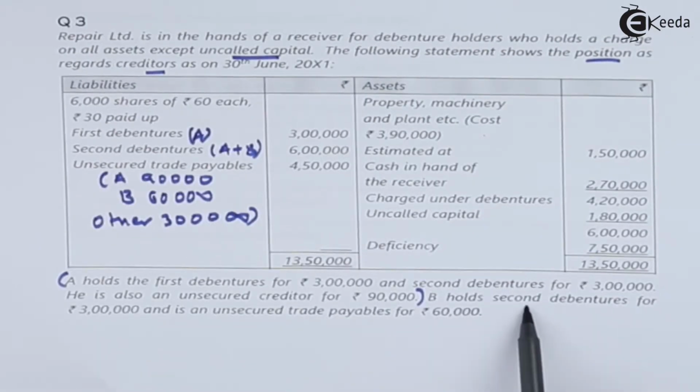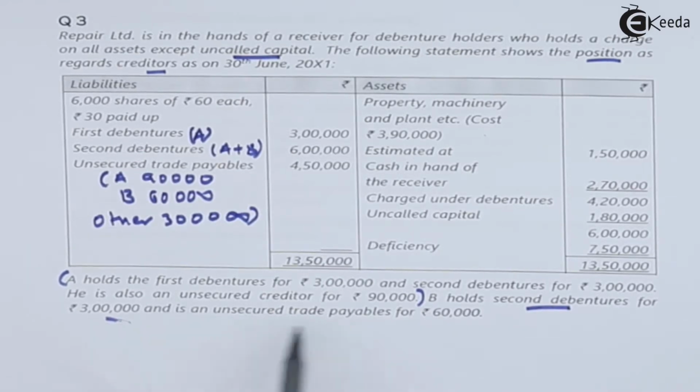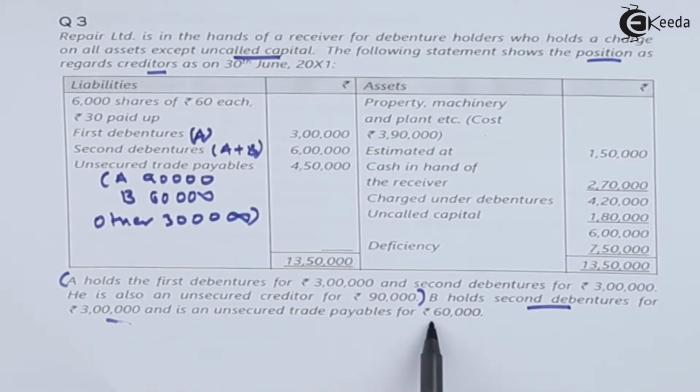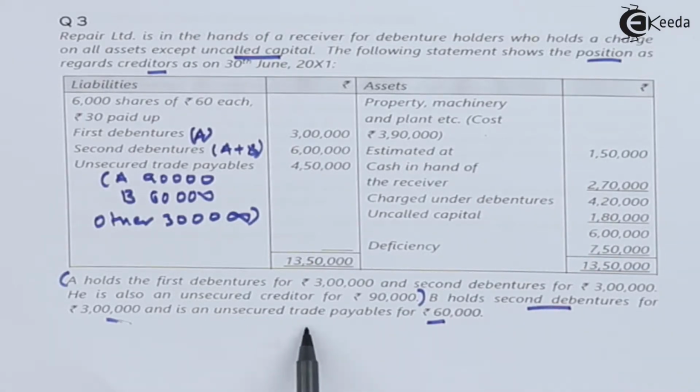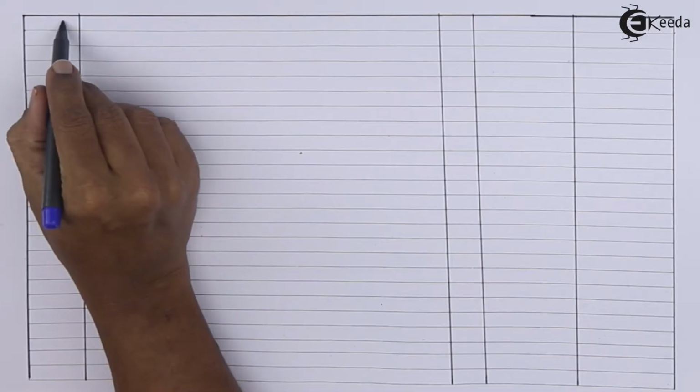B holds second debentures of 3 lakhs and he is an unsecured trade payable of rupees 60,000. So total due to him is 3,60,000. So my entry will be second debenture account debit, unsecured trade payable account debit to B's account, and then we will do the entry for settlement with the cash of 90,000. So let's go for the journal entries.